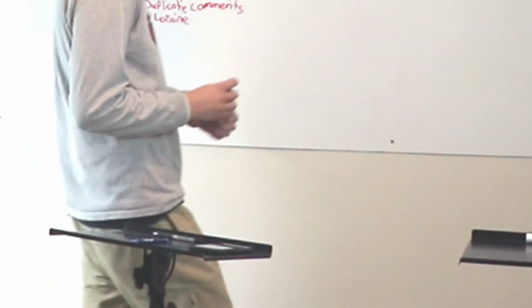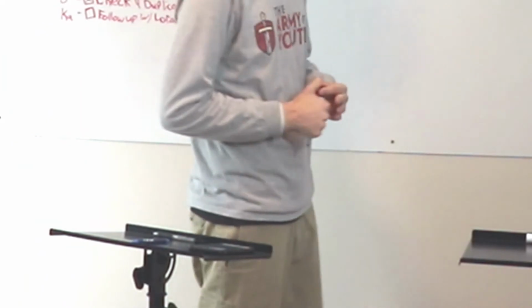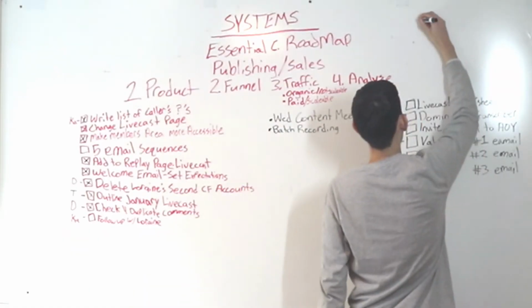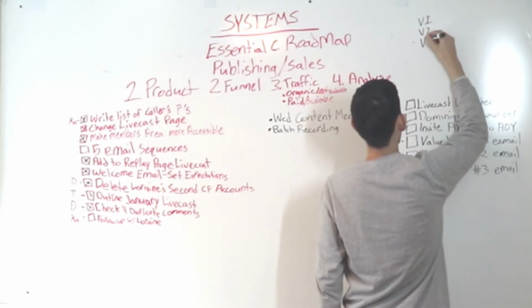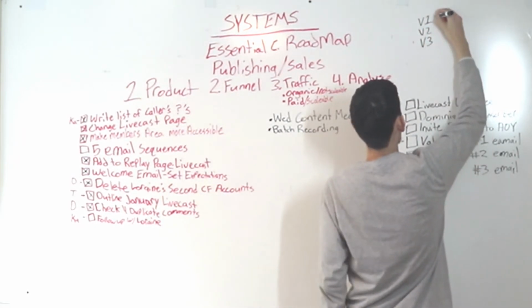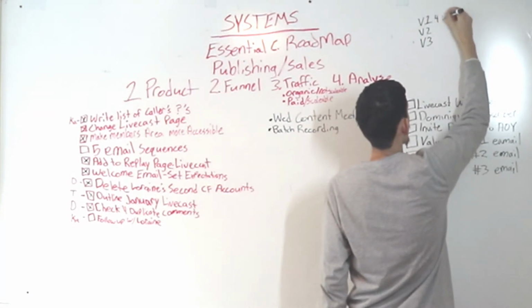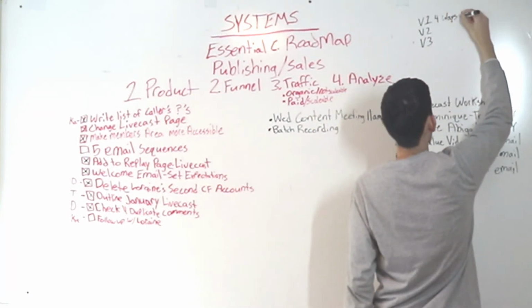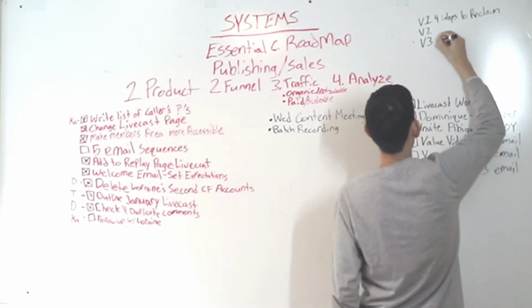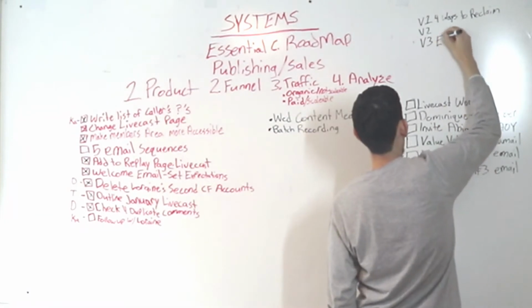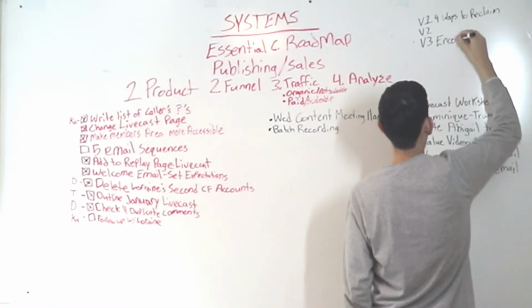The 4th one is the sales video, which we have. The first one, right now, who remembers what we have for the value one? You have recorded some videos. One is 4 ways to reclaim your devotions. What was the other one? The other one was encouragement to discouraged.